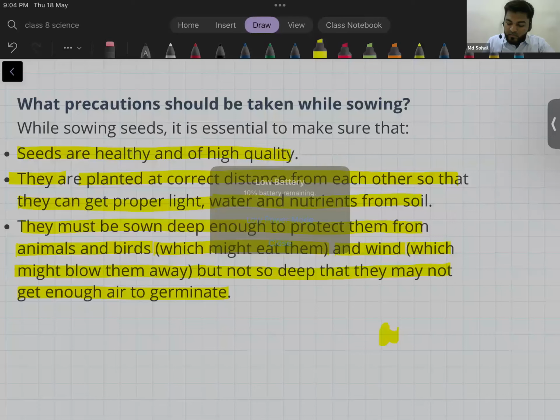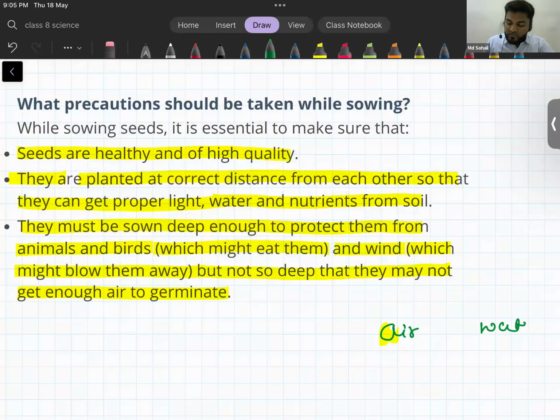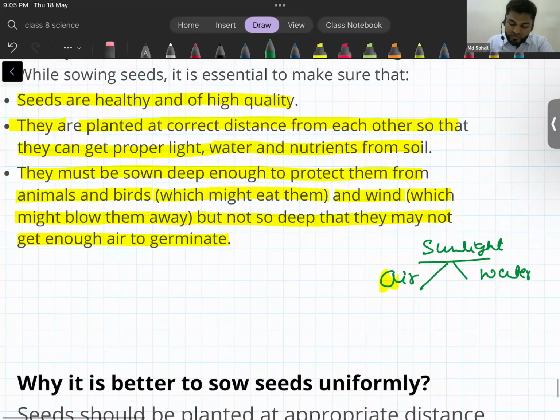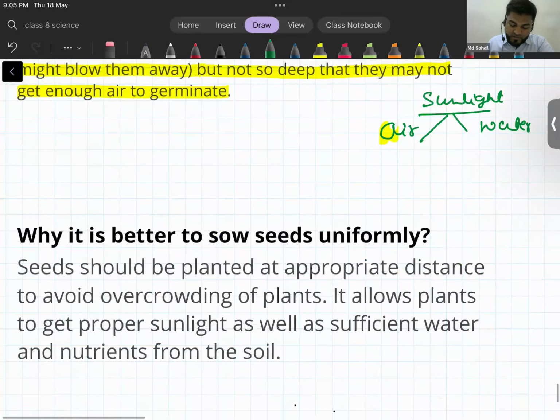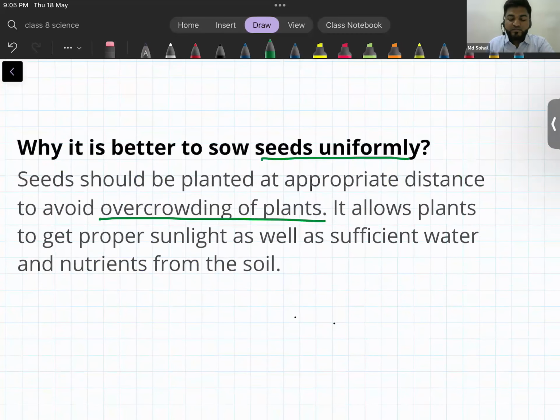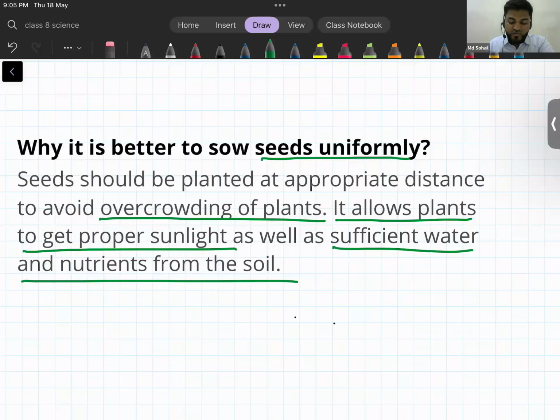Air, water, and sunlight. These are the necessary elements for the seed. Now, why is it better to sow seeds uniformly? We already discussed that. It is to avoid overcrowding of plants. Planting them at a distance allows the plant to get proper sunlight as well as sufficient water and nutrients from the soil.